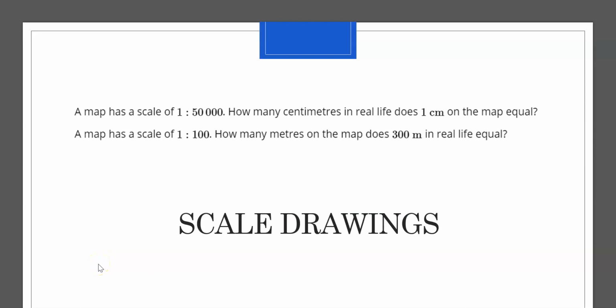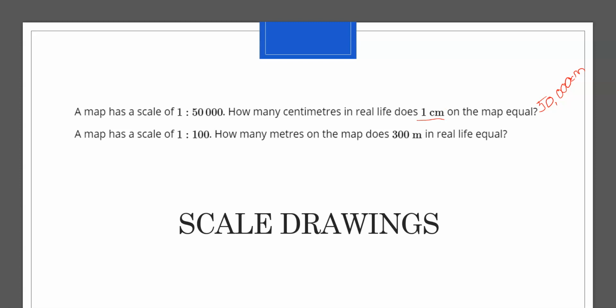Alrighty, so let's have a think for this. A map has a scale of 1 to 50,000. How many centimetres in real life does 1 centimetre on the map equal? So 1 centimetre is equivalent to 50,000 centimetres. We need to include those units because it's asked us about units.